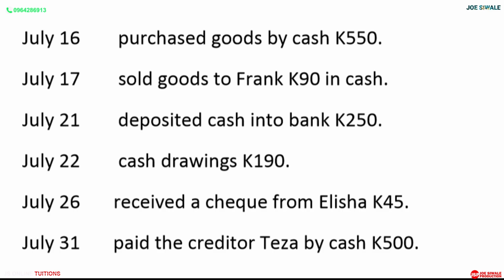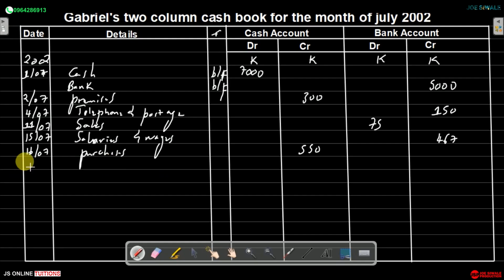Then on the 17th of July, sold goods to Frank amounting to 90 kwacha in cash. In this type of transaction, money is coming into the business. That means that we're going to debit the cash account. So 17th of July. In our details, we're going to say Frank. And we're going to debit that amount, which is 90 kwacha.